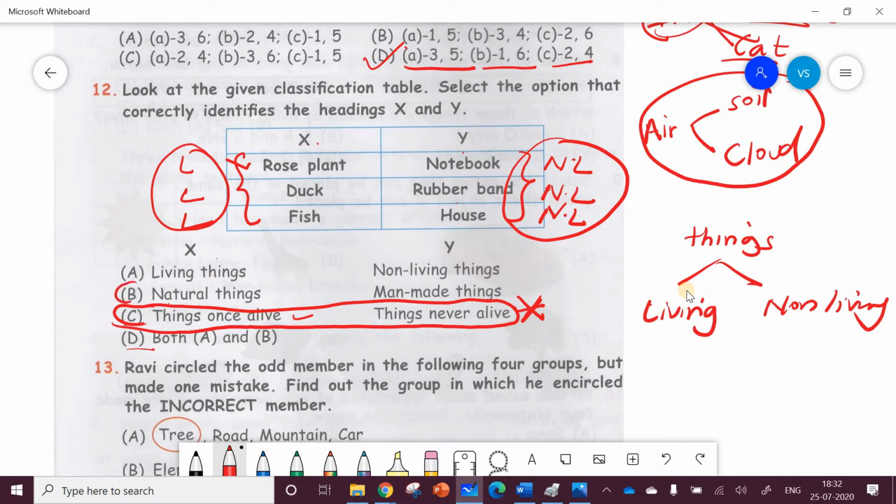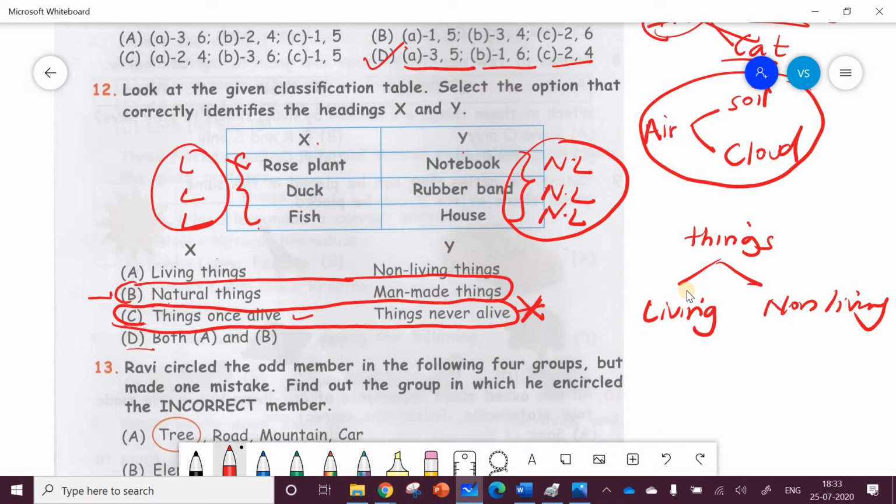What about this? Natural things and man-made things. Let's see this now. Natural thing and man-made thing. Do you think this is a correct category? Well, this is a correct category. That is true. But these are natural things, definitely. These are man-made things also. We can go with this category.